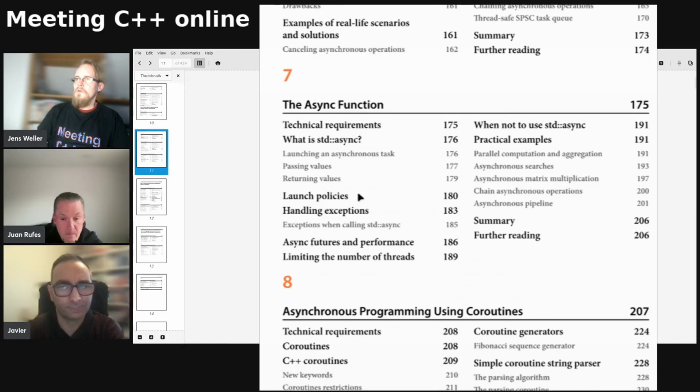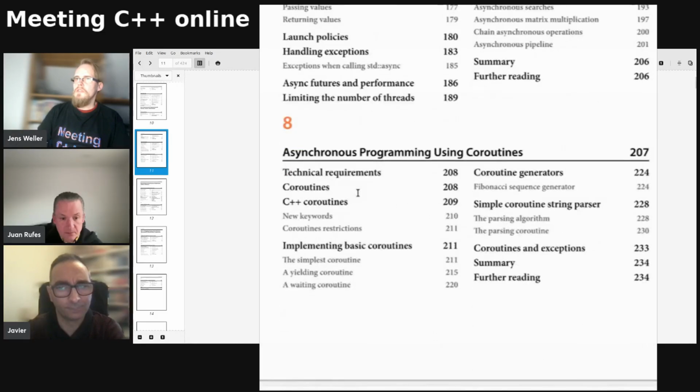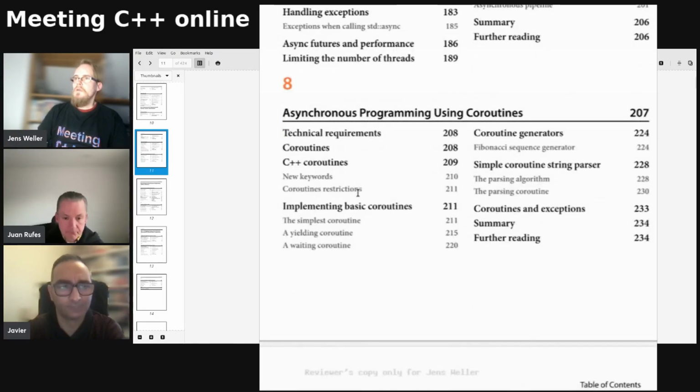And then we go into coroutines in the next chapter, which I know has been in the last years a huge and popular topic to speak about and to write about. So how do you cover coroutines in your book?